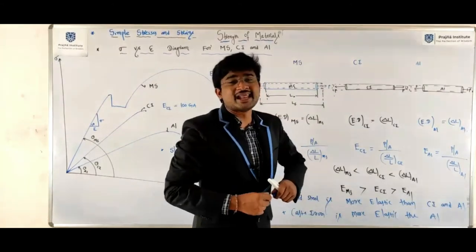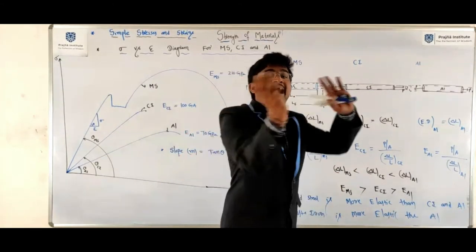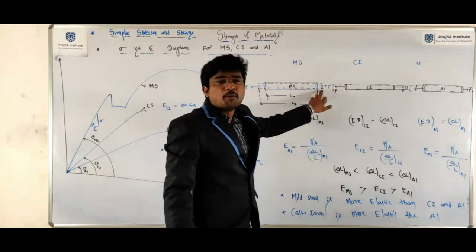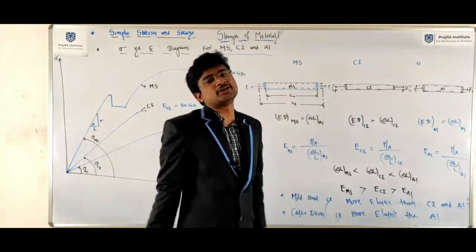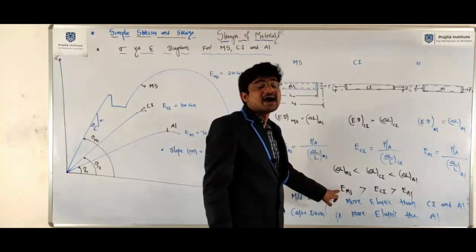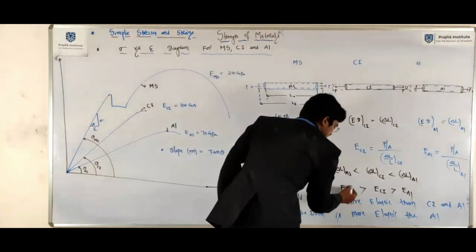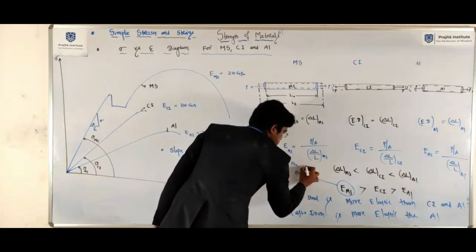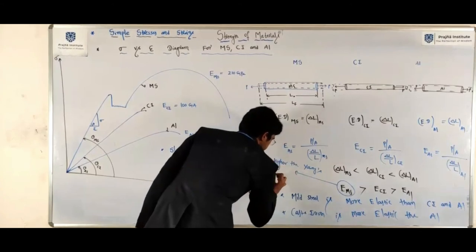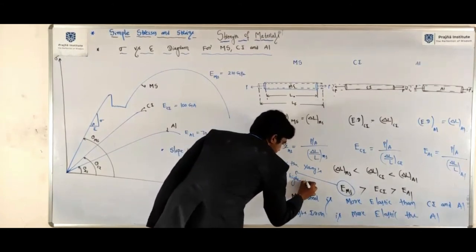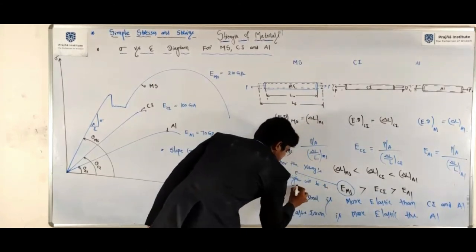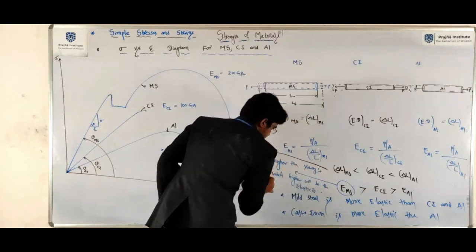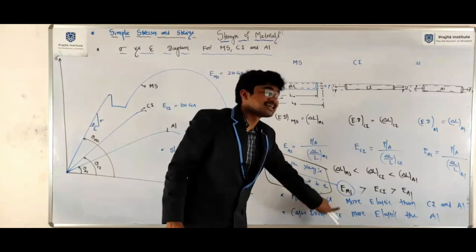Elasticity is a property of a material: the ability of the material to regain its original position after removal of the load. Here, the lesser the deformation, the more flexibility it has to regain its original position. Higher the Young's modulus, higher will be the elasticity. Higher the Young's modulus means lesser the deformation.